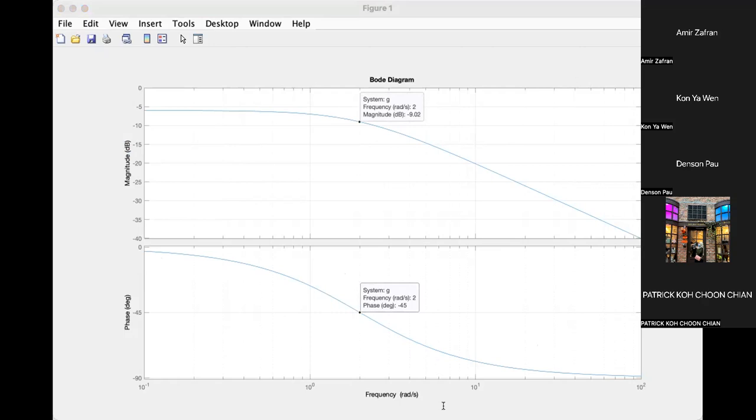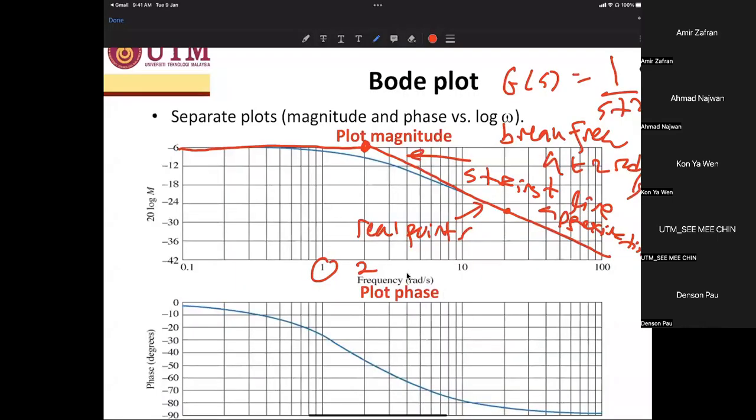The value of the magnitude and the phase at corner frequency or break frequency. So corner frequency is equal to break frequency. Same. Some books use corner, some books use break frequency.